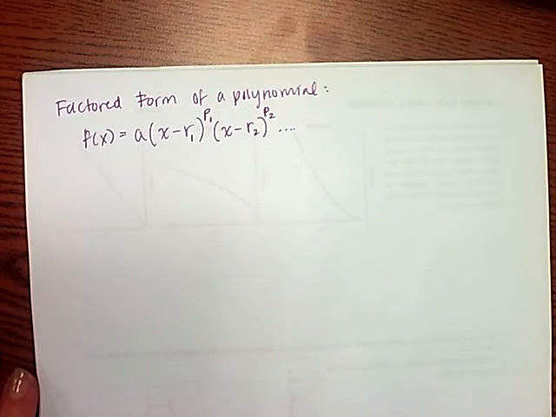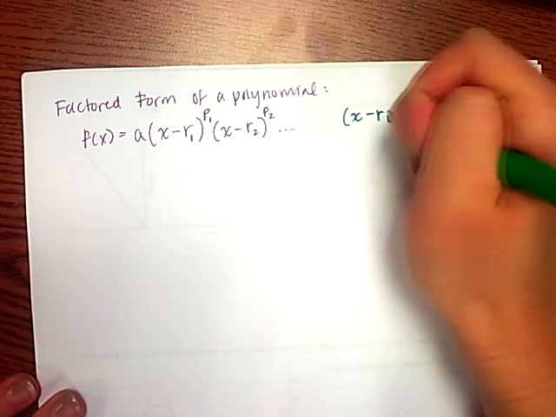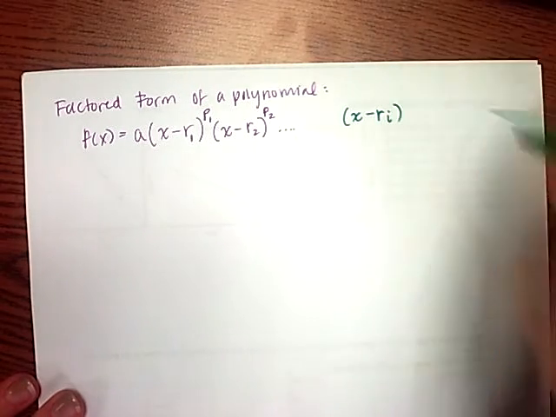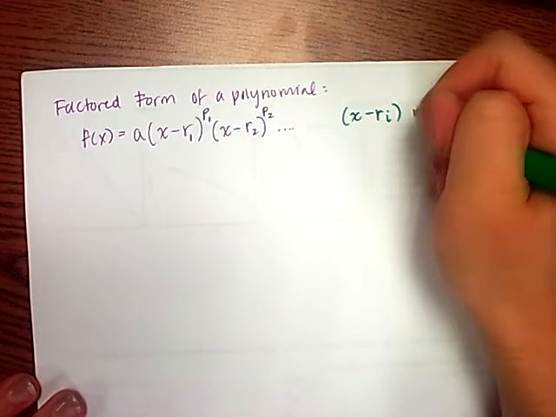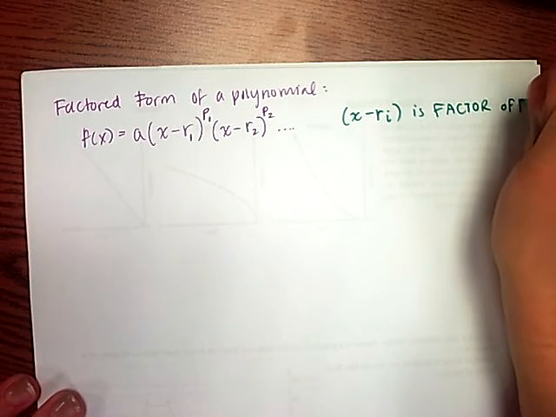Okay, so the key understanding about this form is it reveals the zeros or the roots of the polynomial. So a couple of things we can say here. We would say any of the x minus r's is a factor of f of x.